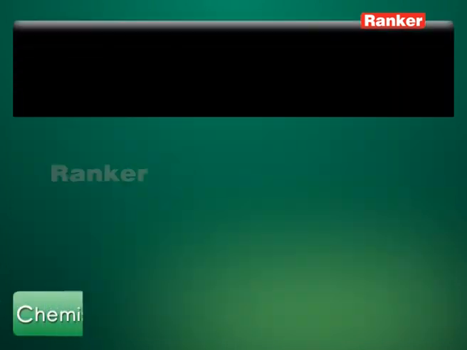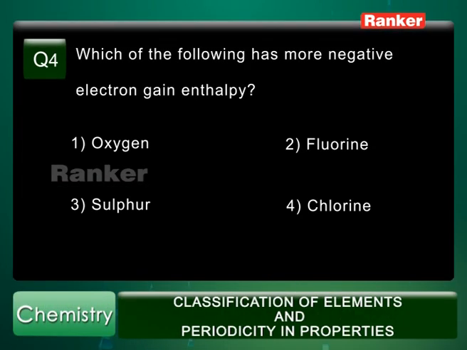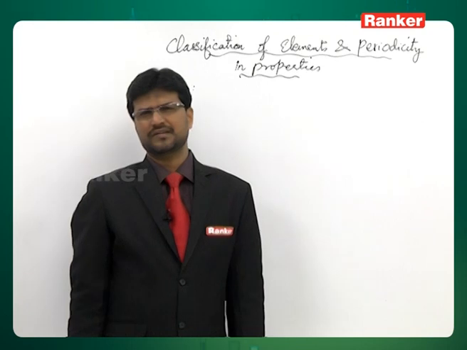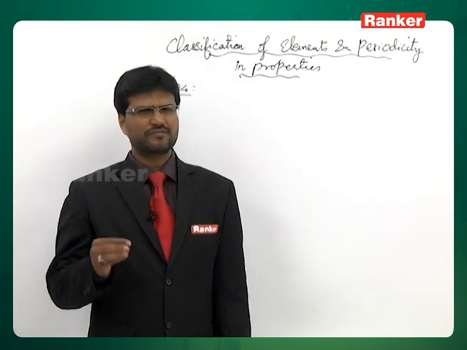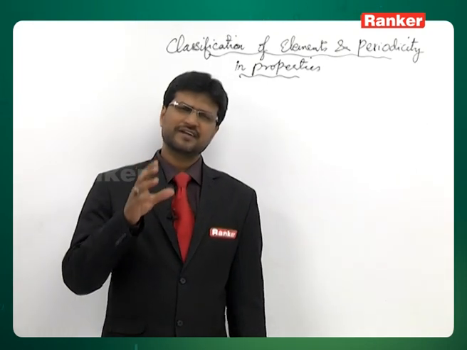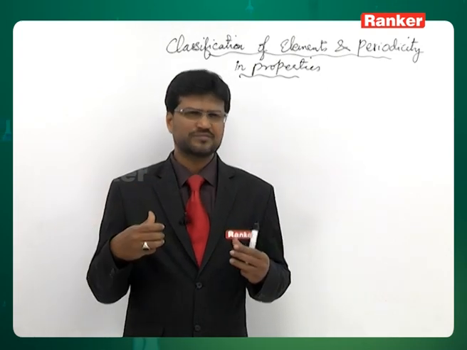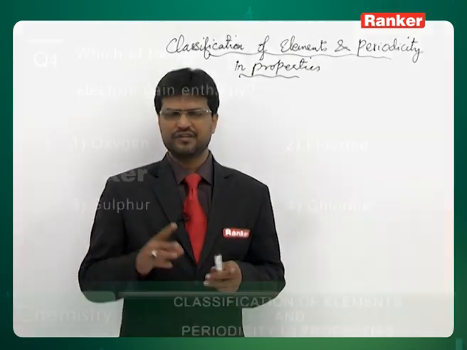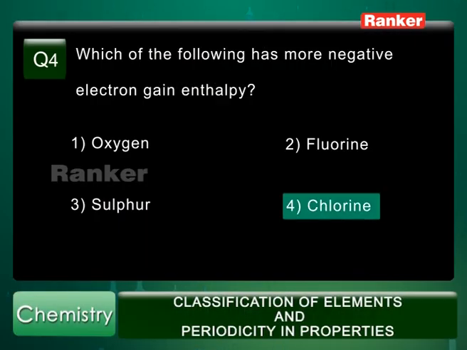Question number 4. Which of the following has more negative electron gain enthalpy? The options are number 1 oxygen, number 2 fluorine, number 3 sulfur, and number 4 chlorine. And we know that the element chlorine has the highest electron gain enthalpy. It is not fluorine. It is expected to be fluorine, but it is not, since fluorine has extremely small size and the incoming electron experiences greater repulsion. Therefore, the electron gain enthalpy of fluorine is less than that of chlorine. So, the correct answer is the fourth option, chlorine. Chlorine has the highest electron gain enthalpy, fluorine has the highest electronegativity.